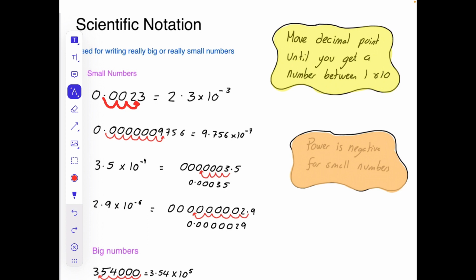And then how did I get to the power of minus 3? Because I moved it 1, 2, 3 places. Okay, and the power is always negative if your number is small. Okay, take a look at the next one then.